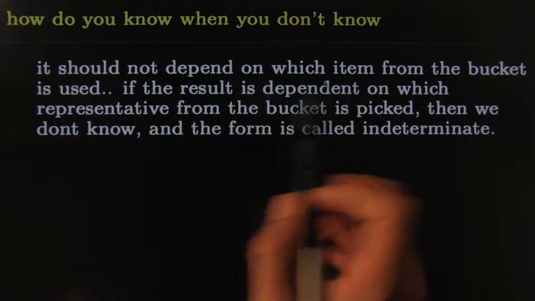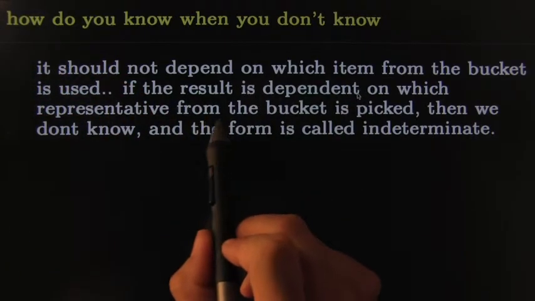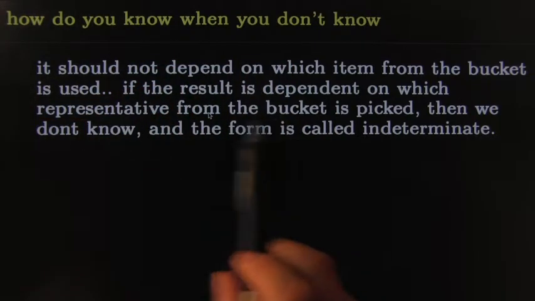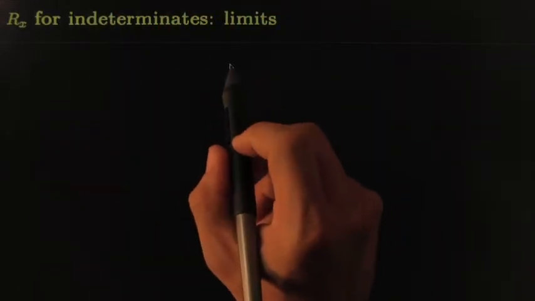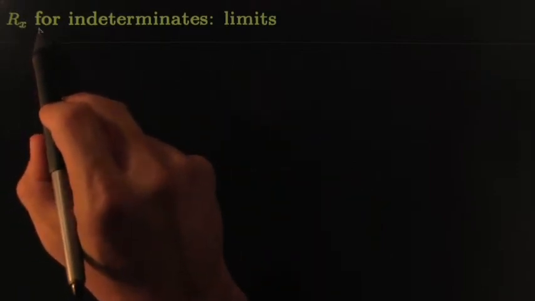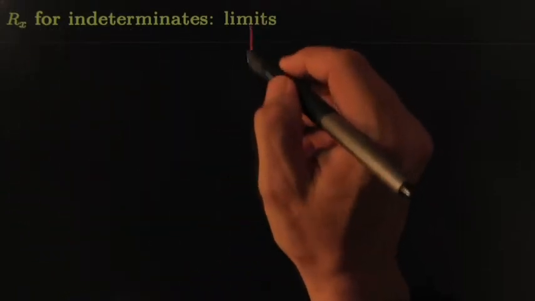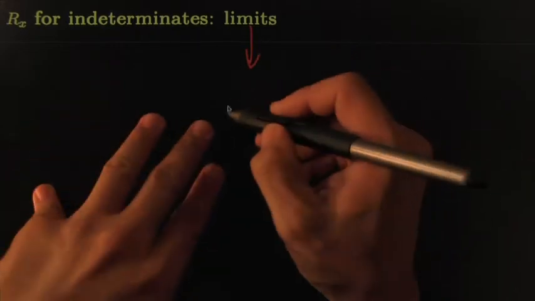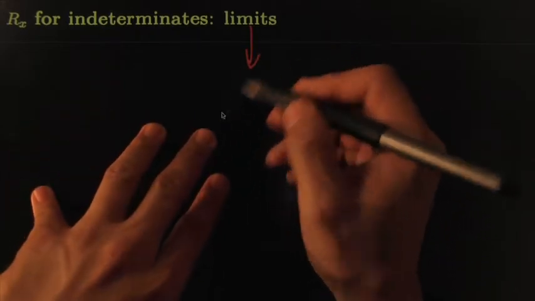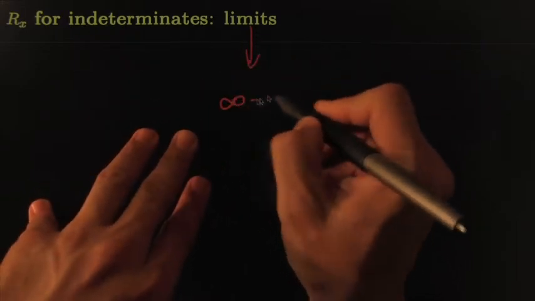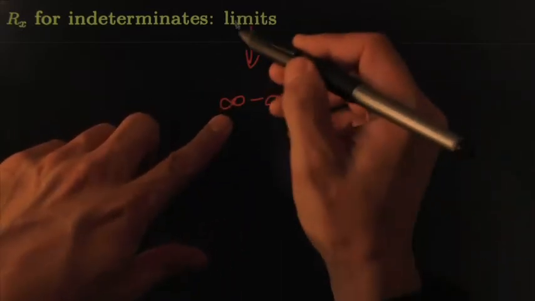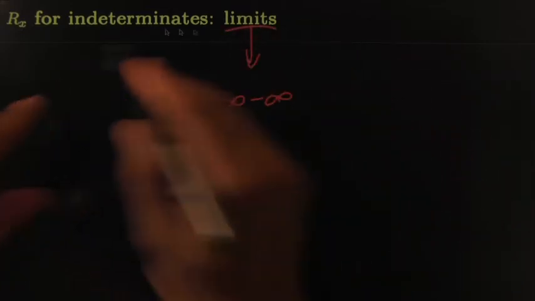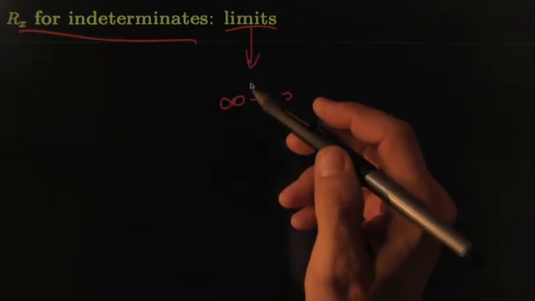It should not depend on which item you pick from the bucket. If it does, if it depends on which item, then you've got an indeterminate form. And of course, the thing I wanted to leave you with is that the perfect medicine for indeterminate forms is the idea of limits. Limits will help us make sense of certain ratios, to see how big each one of the items was. If you have infinity over infinity, it's hard to gauge it, but if you try to see what happened before you got there, you might have a chance using the idea of limits. Limits is the prescribed medicine for the indeterminate forms.